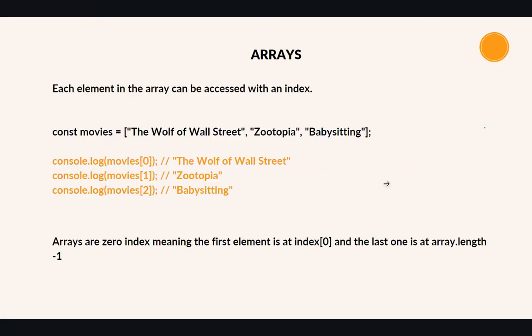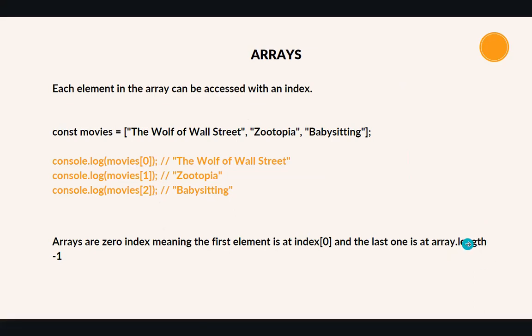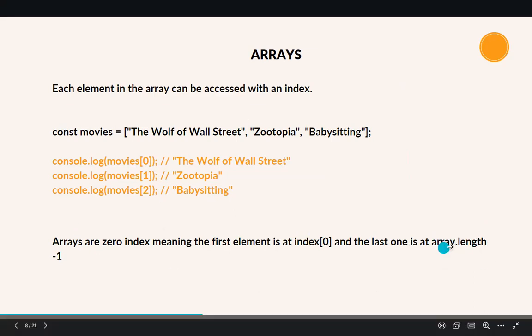The other thing we also said was that arrays are indexed. So every item in the array has an index, and the first thing is in position 0, which is index 0. So we can access the different things in an array using their index. In this example, if we wanted to access the Wolf of Wall Street, it will be movies at index 0. If we wanted to access Zootopia, it will be movies at index 1, and so forth. We said that we could get the length of the array by using the dot length property. And for the last thing in the array, we could do array.length - 1.